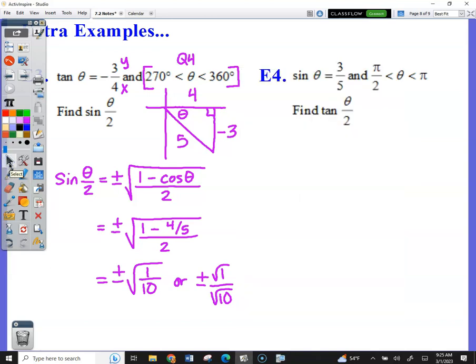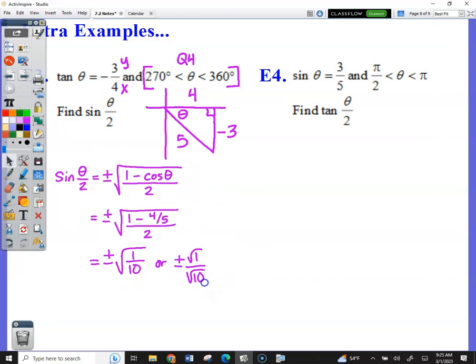And I wrote too big, so hold on. Actually, let me just do that. Alright, so that right there is just 1 over square root 10. I'm going to rationalize with square root 10 over square root 10. And we end up with that, right? Now don't cancel those 10s out. One's in a radical, one's not. Can't cancel those. Now you need to ask yourself, what's the sign?